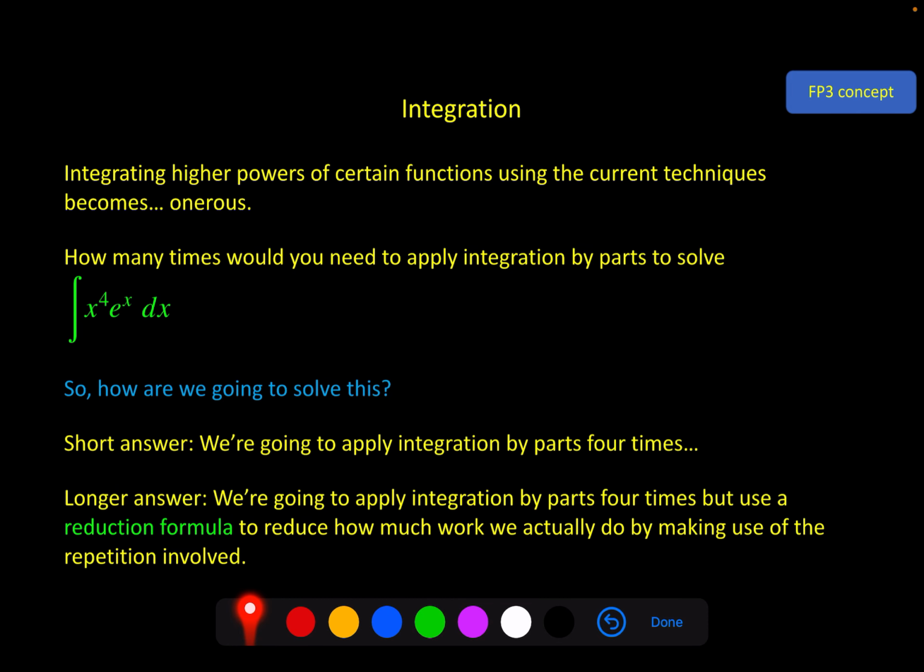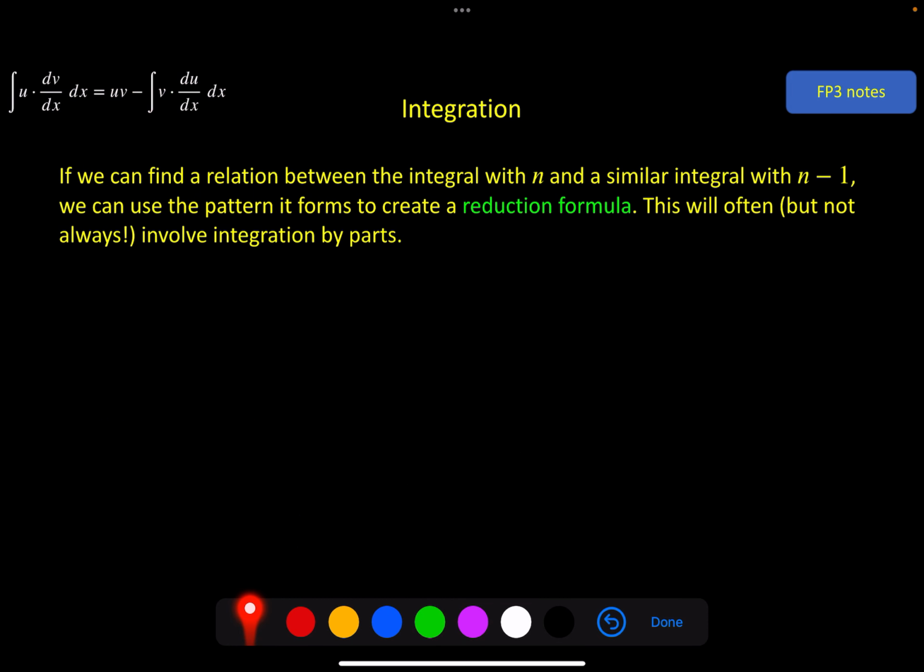So that's what we're going to do. And to do this, the idea is finding a relationship between the integration that we're starting with, the power n, and a similar integral with a smaller power, sometimes n minus 1, maybe sometimes n minus 2, and connecting the two to give us a pattern that we're going to call a reduction formula. And often it will involve integration by parts, but I've tacked on an example from the book at the end where that's not the case, because it doesn't always. But usually this is a good place to start, trying to do integration by parts.